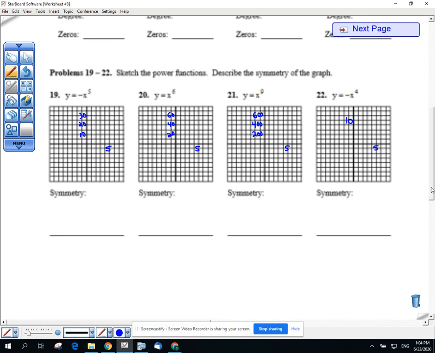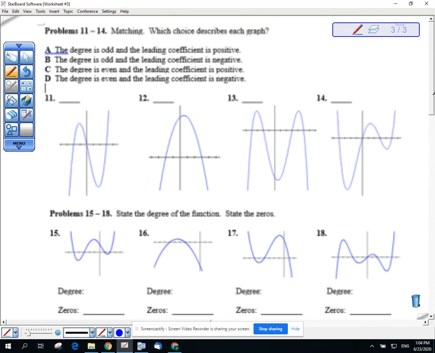Remember, you don't have any homework, though, other than just a couple of problems that we're going to leave out from doing this. All right, so then we have a matching situation. Let's just read through it. It says, which choice describes each graph? The degree is odd and the leading coefficient is positive. The degree is odd and leading coefficient is negative. Degree is even, coefficient positive. Degree is even and leading coefficient is negative. Okay, so I wouldn't assume that you're going to use each one once. Let's just answer the questions as they come.